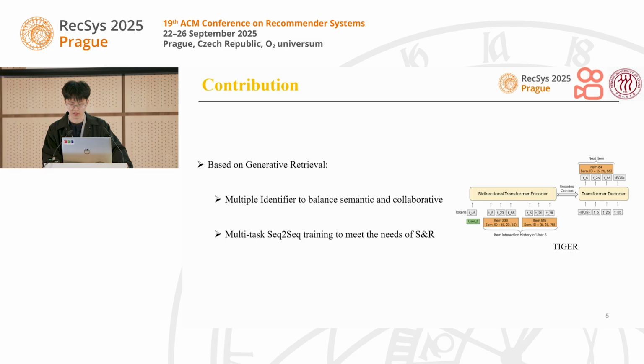Recently, the Generative Retrieval framework, which has attracted significant attention, provides us with a potential solution to this problem. Specifically, we balance semantic and collaborative information through multiple identifiers. Furthermore, under this generative framework, we adopt multitask training to enable the model to meet the requirements of both search and recommendation tasks.